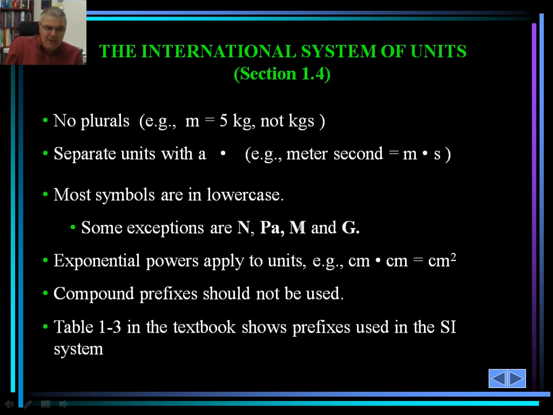Most symbols are in lowercase. Exceptions are Newton, Pascal, M, and G. So make sure you get these correctly. Otherwise, this M would be mixed with the meter, and Newton could be mixed with other things.